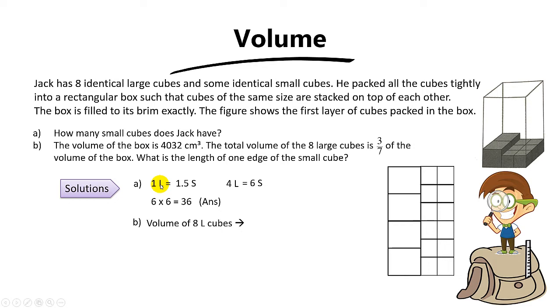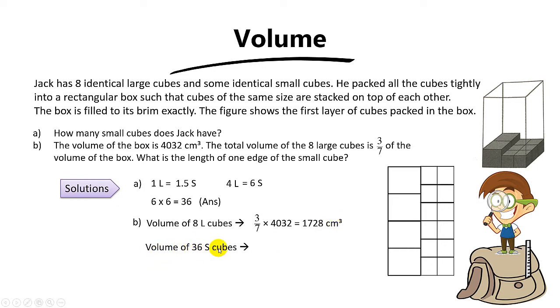Part B is the more straightforward one. They say that the volume of the box is 4032 cm³. That's the volume of the entire box. And they say that the volume of the 8 large cubes is 3 out of 7 of the whole box. So to find the volume of the 8 large cubes, you take 3/7 times 4032, and you get 1728 cm³.